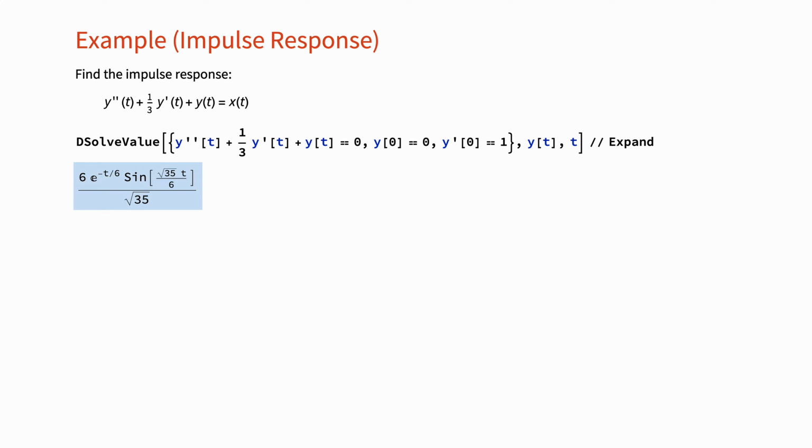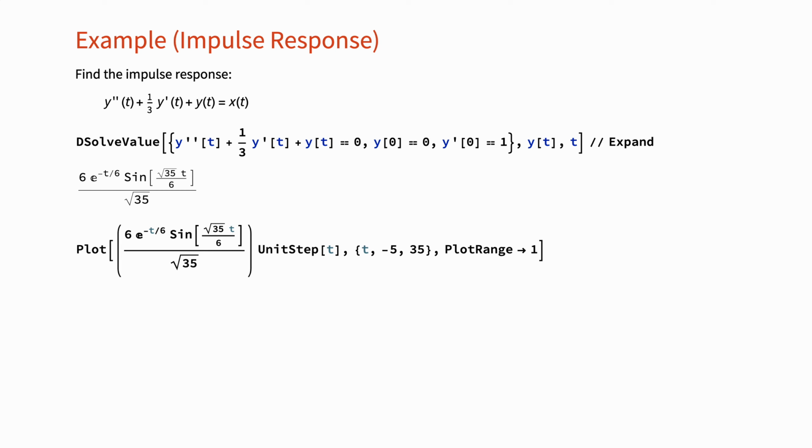This is the impulse response of the system, and plotting it, we can see how the impulse response changes over time. A sinusoidal signal that is multiplied by a decaying exponential that goes to 0 eventually as t goes to infinity.